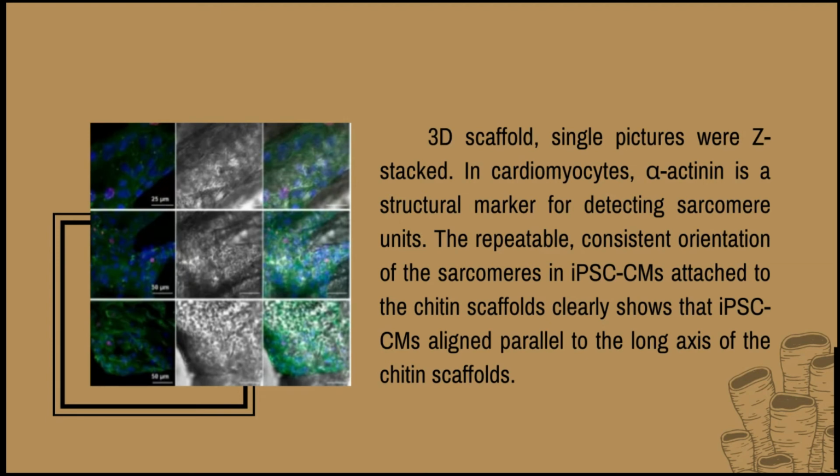On the 3D scaffold, single pictures were stacked in cardiomyocytes. Alpha-actinin is a structural marker for detecting sarcomere units. The repeatable, consistent orientation of the sarcomere in iPSC-CMs attached to the chitin scaffold clearly shows that iPSC-CMs align parallel to the long axis of the chitin scaffold.